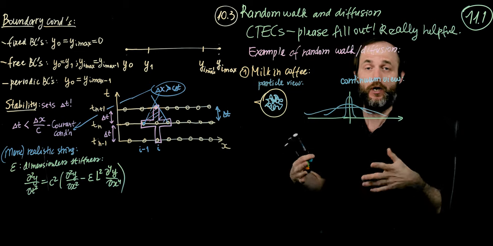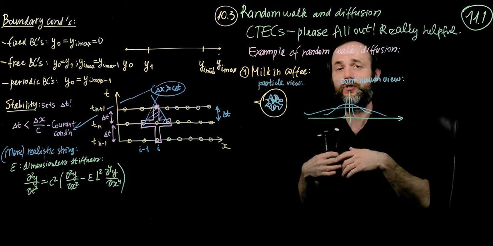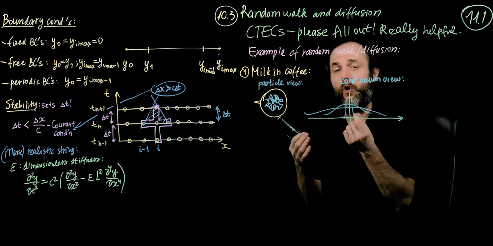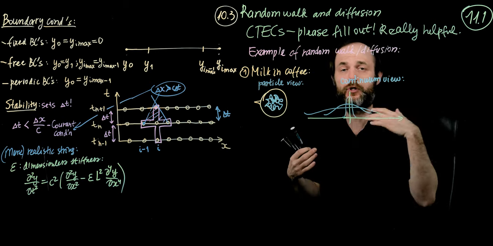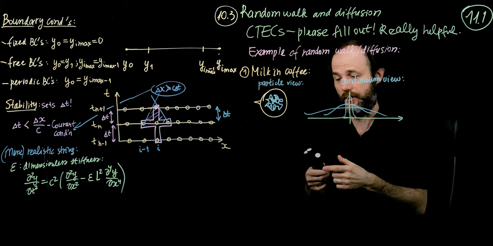There are many other examples of diffusion processes. For instance, perfume diffuses through the air. So even if there is no wind, there is no draft, if you open a bottle of perfume, it will slowly fill the entire room. That is diffusion.